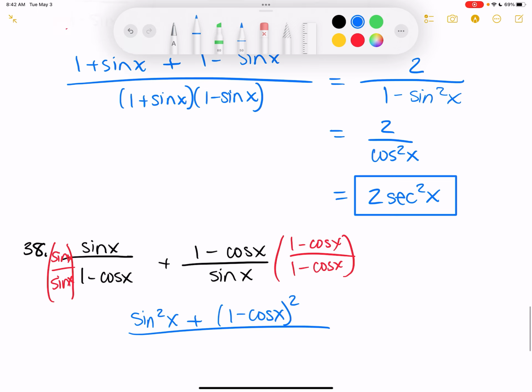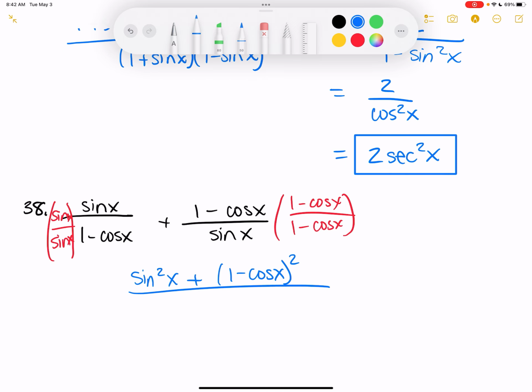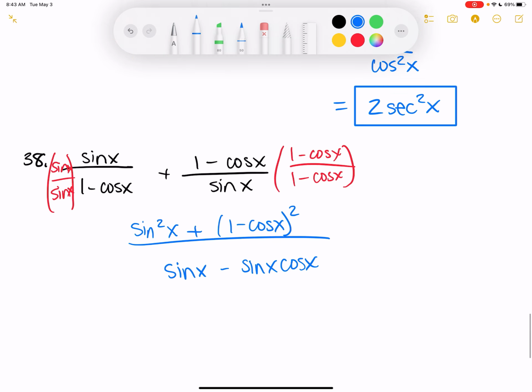Yes, I could FOIL if I wanted to. I'm just writing it that way for the moment. And then on the bottom, I have sine of x minus sine x cosine x. All right, so what do I need to do to the top? Or like with this piece specifically?